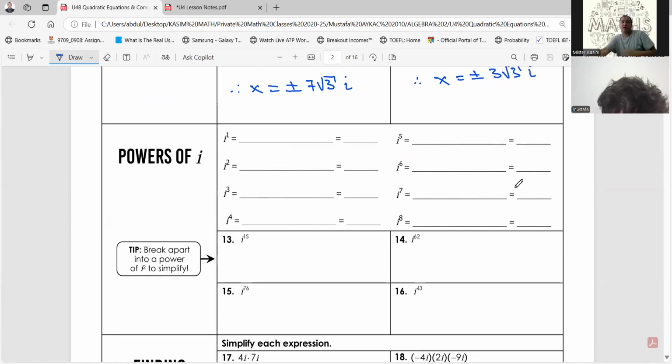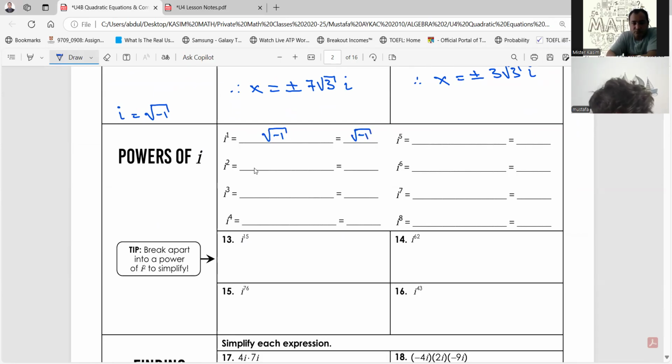Now, let's talk about the powers of i. You see, it's a definition, right? The square root of negative 1, we define this as i. So what is i to the power of 1? It is just the square root of negative 1, right? We have nothing to do with this.